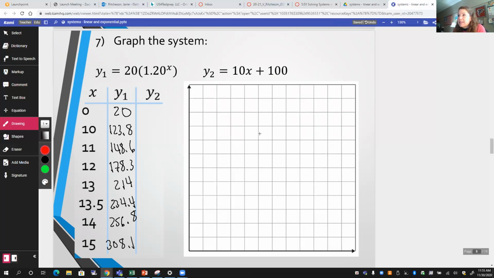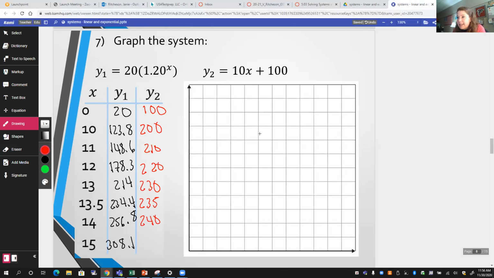And then when x is 0 on the second one, y is 100. When x is 10, 10 times 10 is 100. 100 plus 100 is 200. And then these increase by 10: 220, 230, 235.